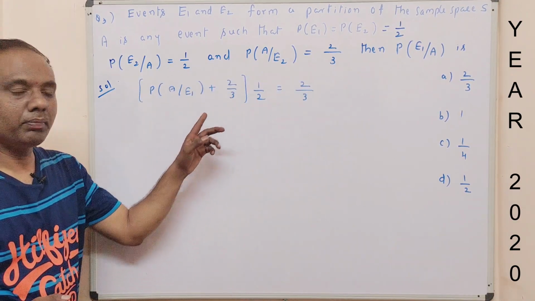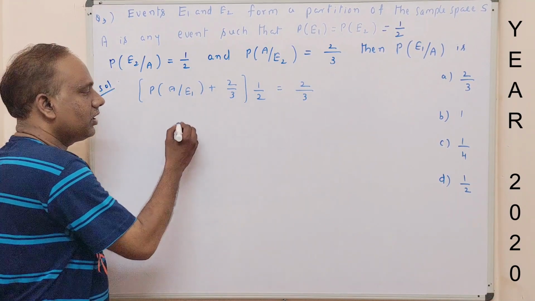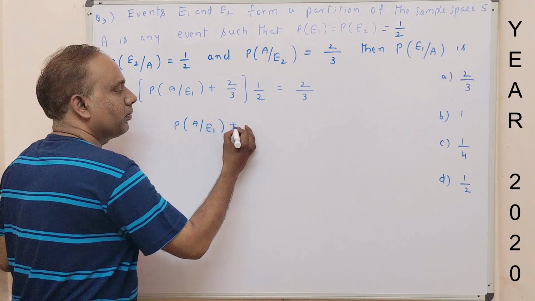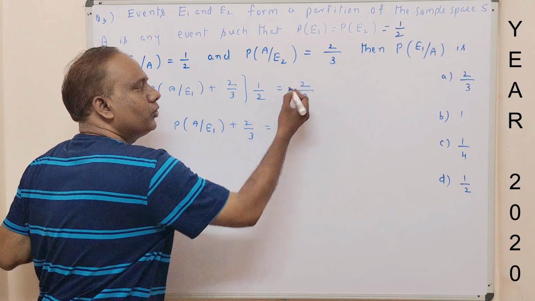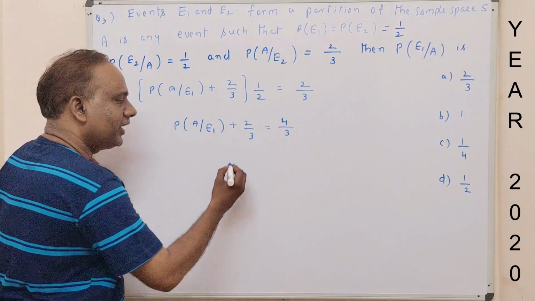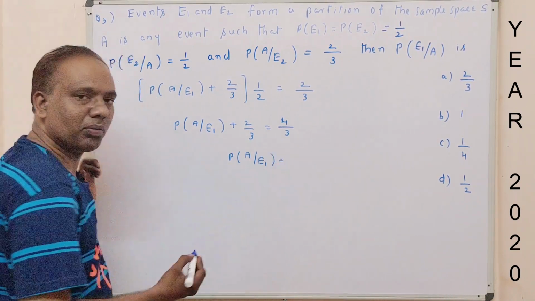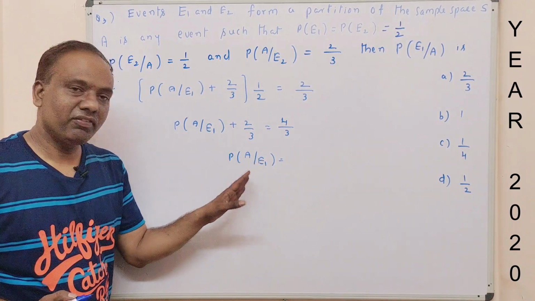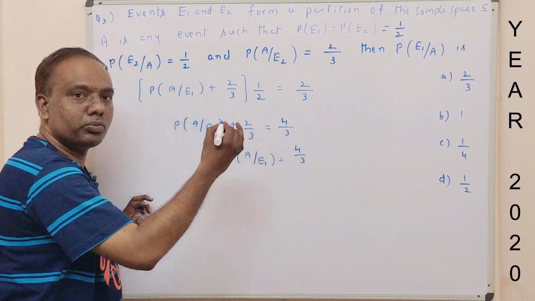So P of A by E1 plus 2 by 3 into 1 by 2 is equal to, we get 2 by 3. Now P of A by E1 plus 2 by 3 is equal to 2, you take to the right side. Here 2 into 2 is 4 by 3. We need P of A given E1. So that means P of A by E1, no problem. P of A given E1, you can read P of A by E1 also. So 1 by 3, it is plus 2 by 3.